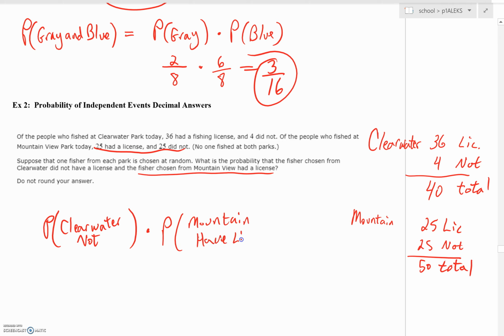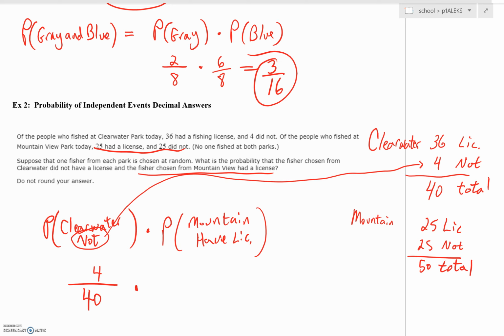So these are independent events. These are separate parks. No matter what the probability is for Clearwater, it's not going to influence what's happening at Mountain View, and vice versa. Well, at Clearwater, we've got 40 total, but we are considering measuring the not, so that would be 4. That's 4 out of 40. That's the probability that somebody from Clearwater would not have a license. 4 successes out of 40 total. For the Mountain View, that's 25 all over 50.